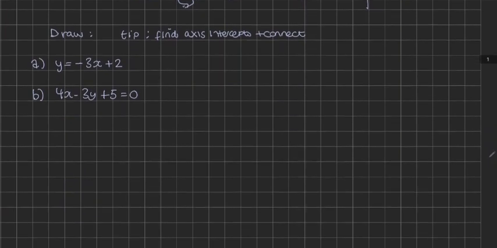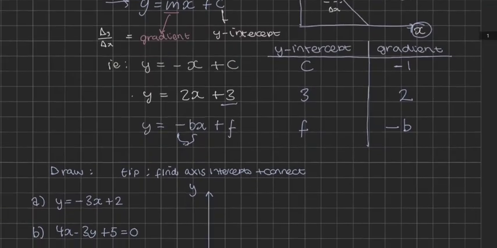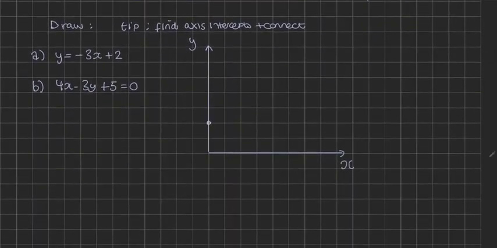So our first problem is to draw these graphs. A tip that I would have is to find the axes intercepts and then just connect those as a straight line. So y equals minus 3x add 2. The first thing you want to do is draw your axes. So we have the y-axis and we have the x-axis. Comparing it to y equals mx plus c, the 2 is the y-intercept, and so we can just put a 2 here.